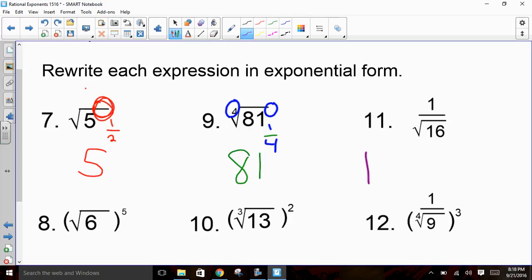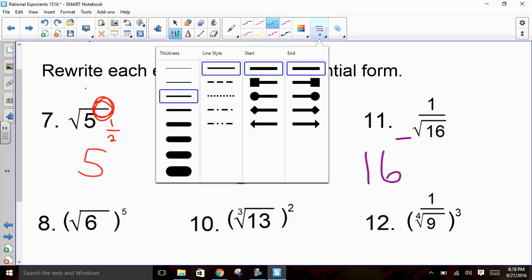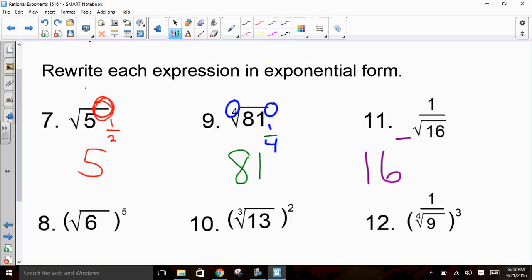Number 11, I'm going to have 16 to some power. I notice I'm taking the square root, so there's an invisible 2. I do not have an exponent or another power, so it's 1. But it is a negative fraction, so that 1 needs to be negative. So I have 16 to the negative 1/2.